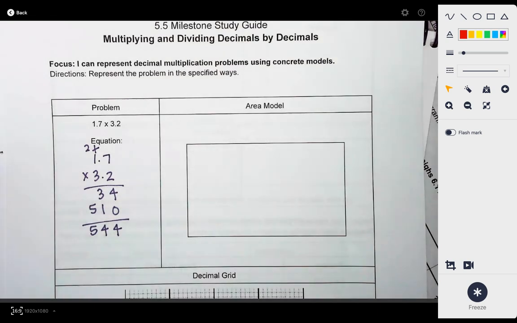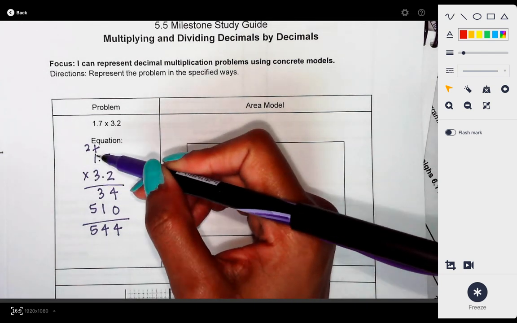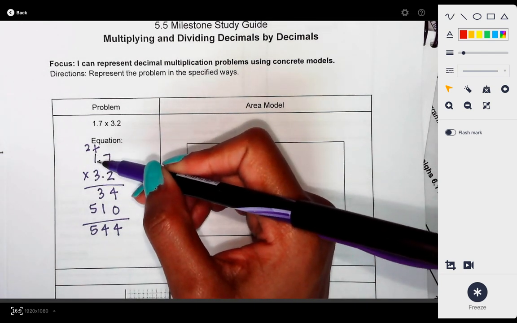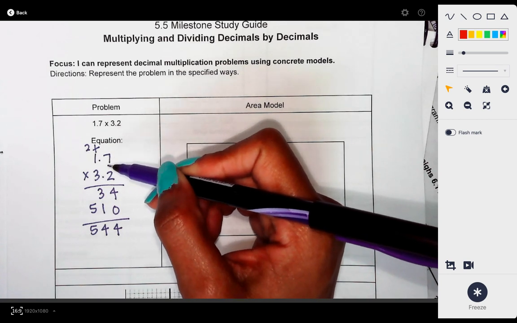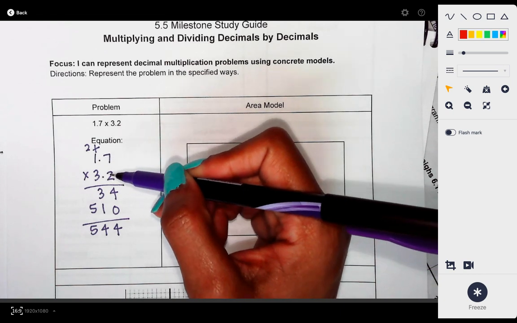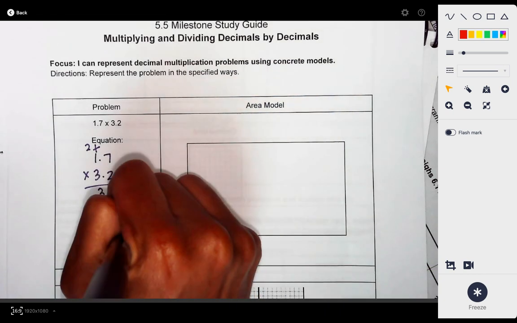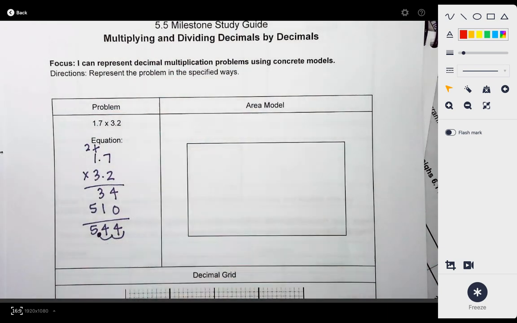Now we have to decide where the decimal point goes. In our two factors, we have 2 decimal points in all. And in all, we have 2 digits that come after the decimal. Decimal point, 1 digit. Decimal point, second digit. So in our answer, we should have 2 digits after the decimal point. So our final answer is 5 44/100.